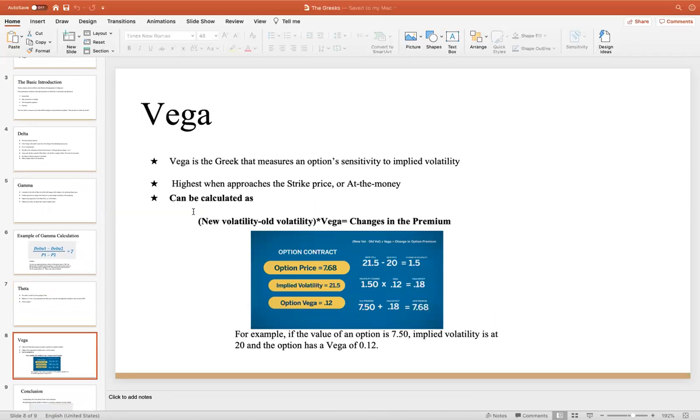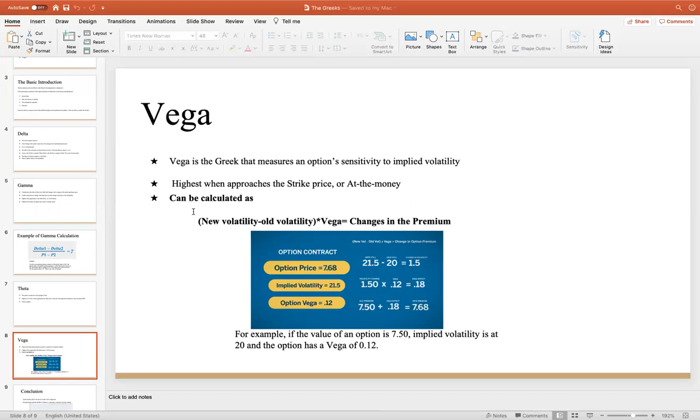The last one is vega. Vega is a Greek that measures an option's sensitivity to the implied volatility, and it is also the highest at the money. And the vega can be calculated as follows: if we multiply the change in volatility times the vega, we can find the change in the value of the premium.